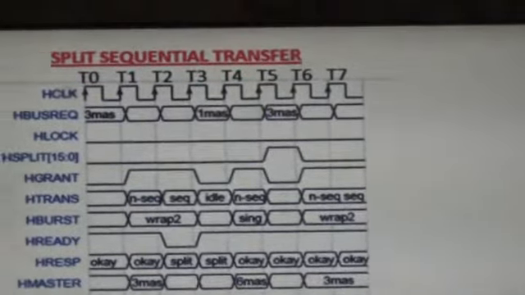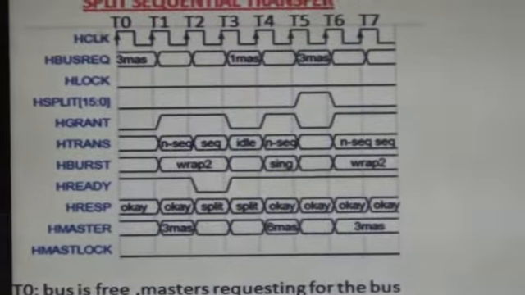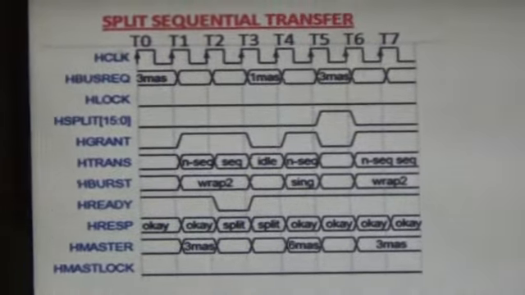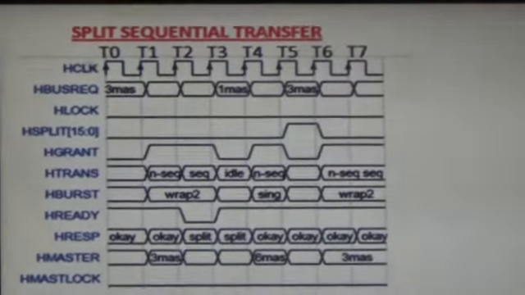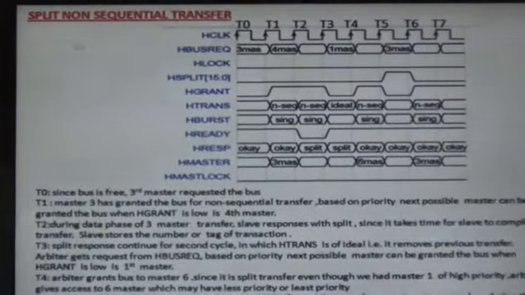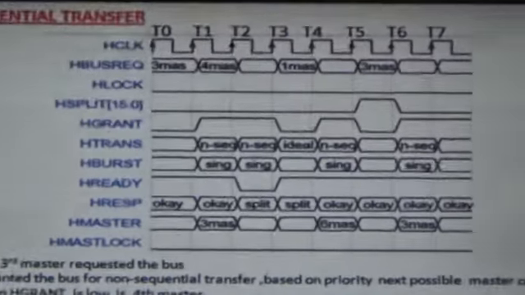This is the way to have efficient access of the bus. The split transfer helps us when the slave is busy to access for the master. In the meantime, until the slave is free, another transaction can be handled. Now we are going to discuss the split non-sequential transfer. Let us look at the waveform.